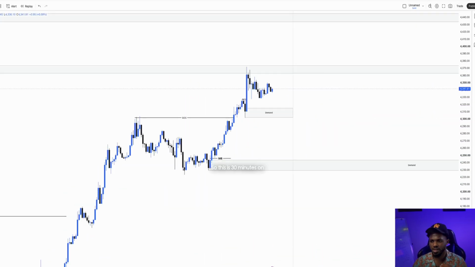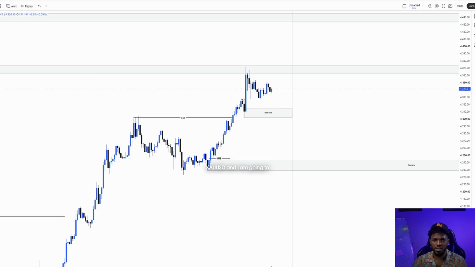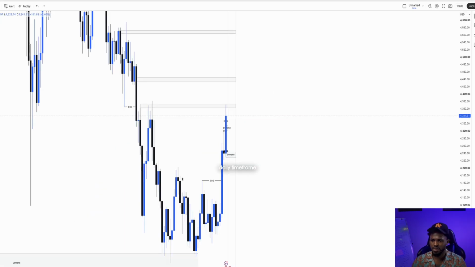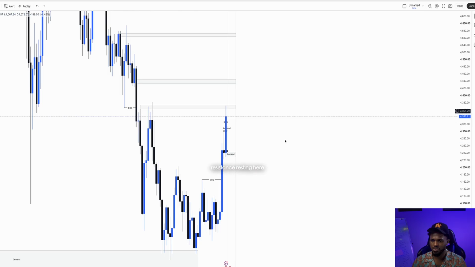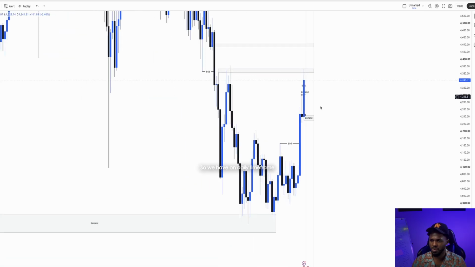So this is 30 minutes on XAUUSD, and I'm going to be going down to a lower time frame. On this time frame, we have our resistance resting here. We have multiple rejections, 1, 2, 3, and this particular rejection here.